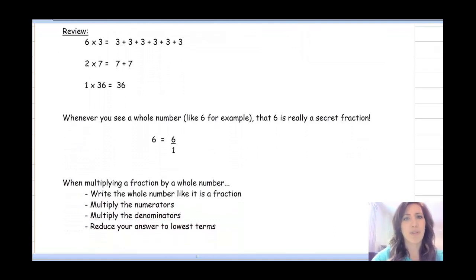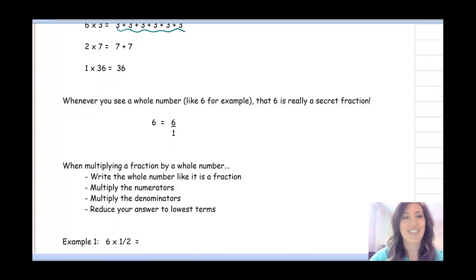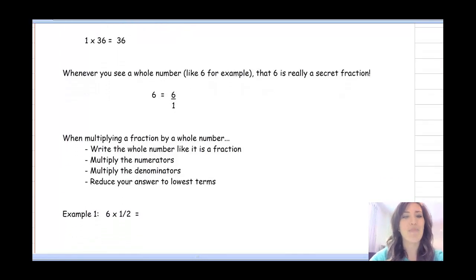So let's remember something here. Anytime we have multiplying, it's really just a fancy way of expressing repeated addition. So we could say 3 plus 3 plus 3 plus 3 plus 3 plus 3, but it takes a long time, so we just say 6 times 3. Or 7 plus 7 could be said as 2 times 7. Or even 1 times 36 is just a fancy way of saying 36. There's just one 36 there.